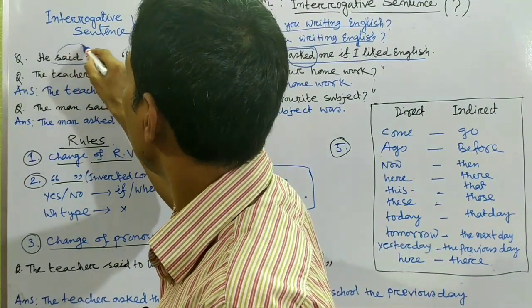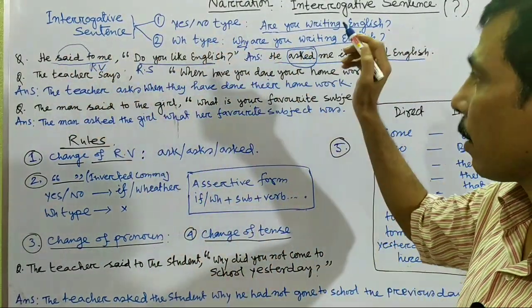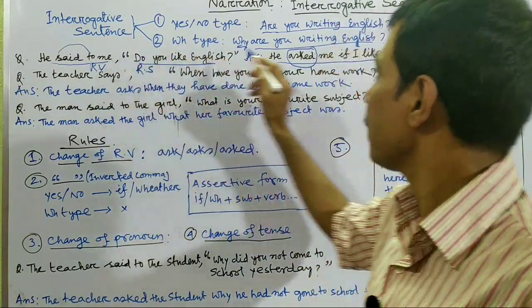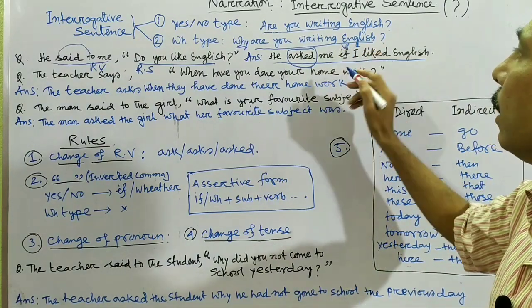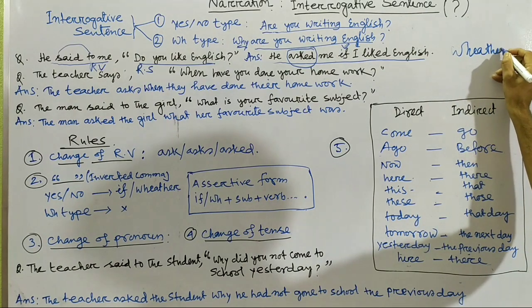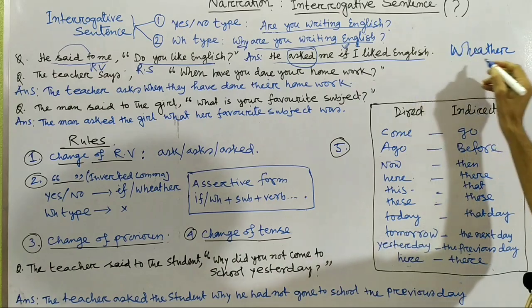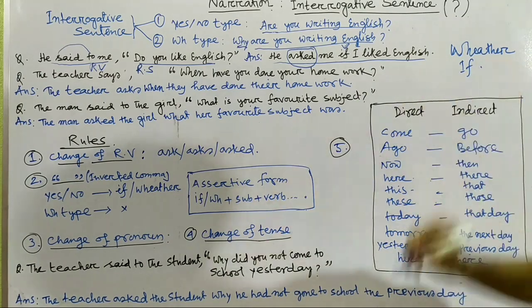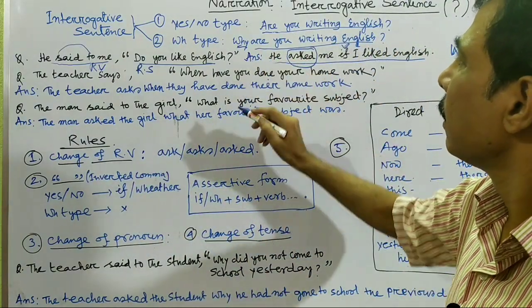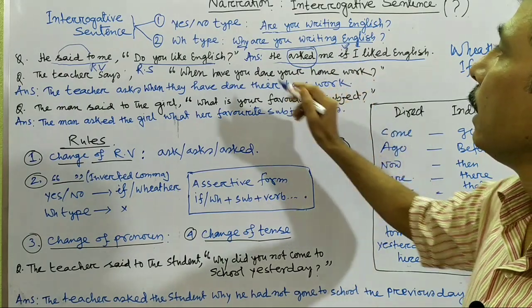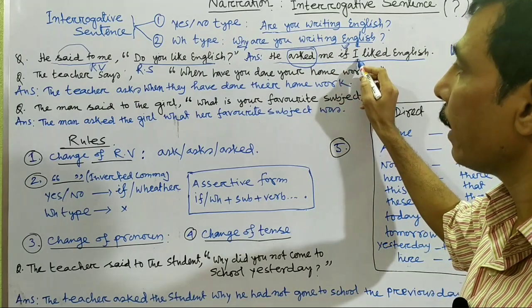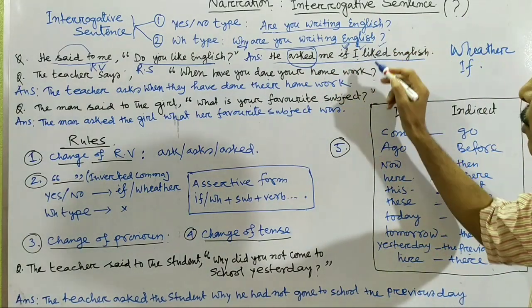This portion, said to, is changed into asked me. Then when we omit the inverted comma, in its place I write if. You can write here if or whether, whichever you like, it will be correct. So she asked me if I liked. Here you is changed into I. Then liked is also changed. The pronoun is also changed.